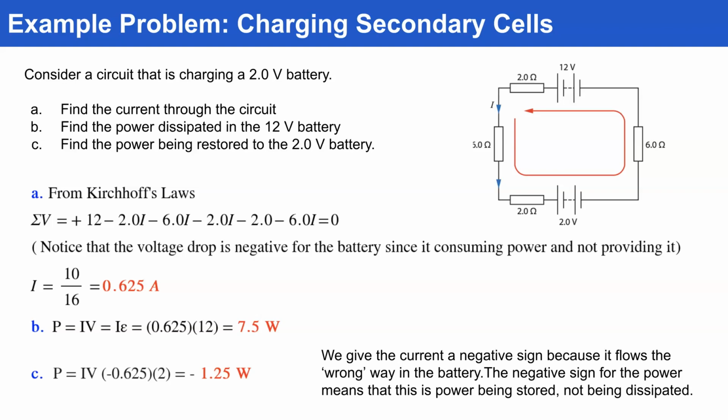And once again, we get the current negative in this case for part C, because it's basically going the wrong direction, as if it was providing power. So it's a negative power drop.